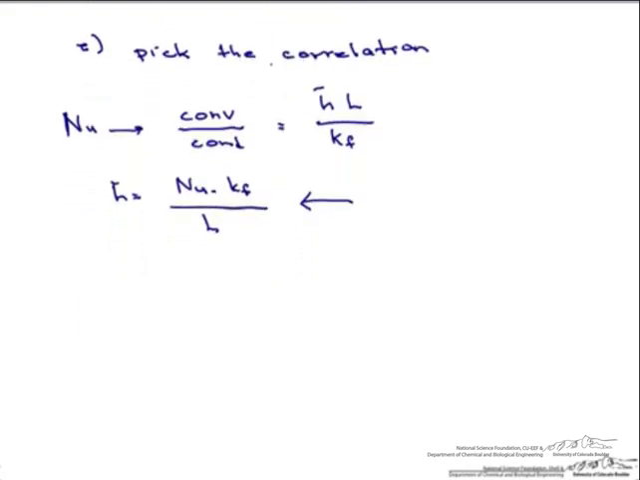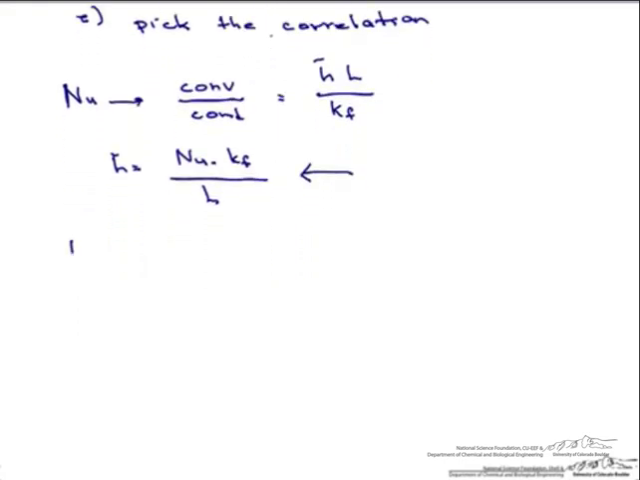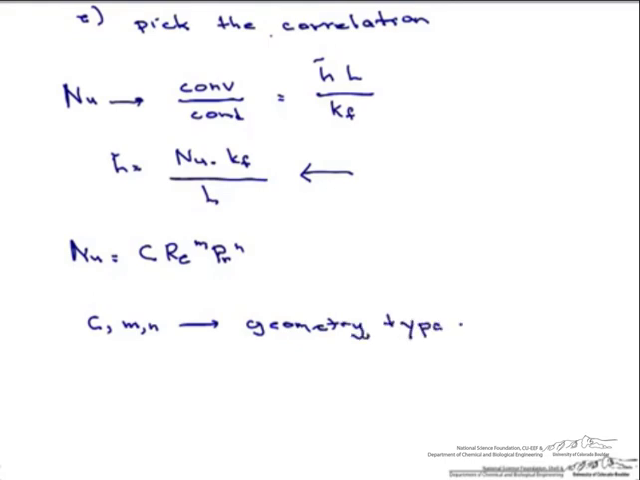The simplest example that you might find for a Nusselt number correlation is some constant C times the Reynolds number to the m, times the Prandtl number, a property of the fluid, raised to the n. These C, m, and n vary with geometry as well as the type of flow, and these constants are determined experimentally.